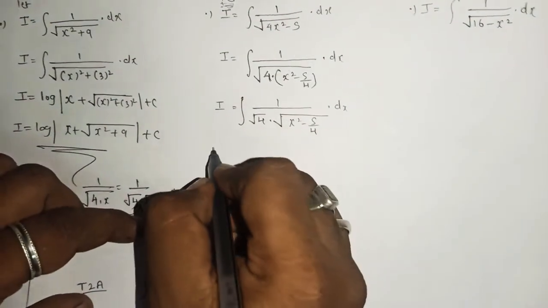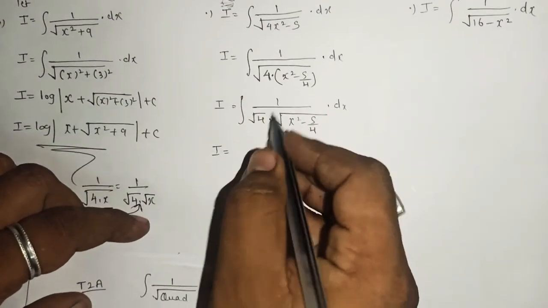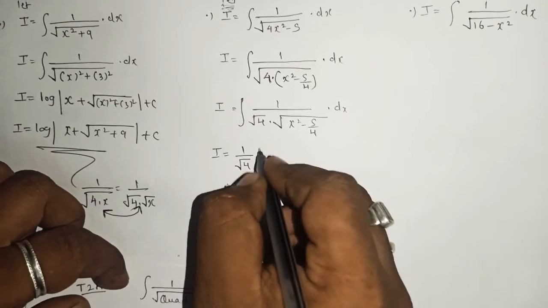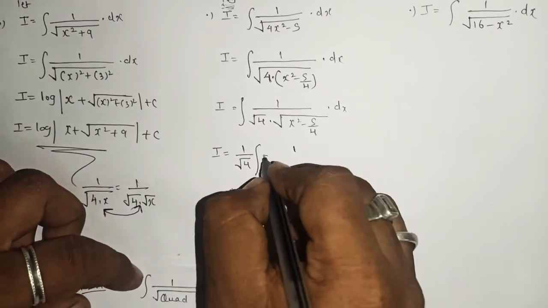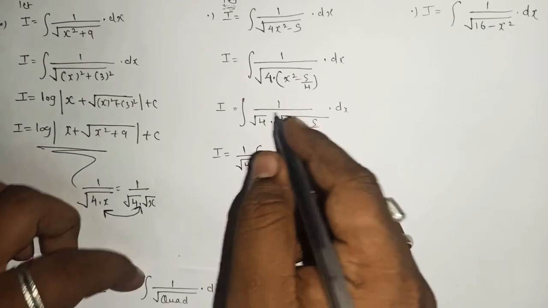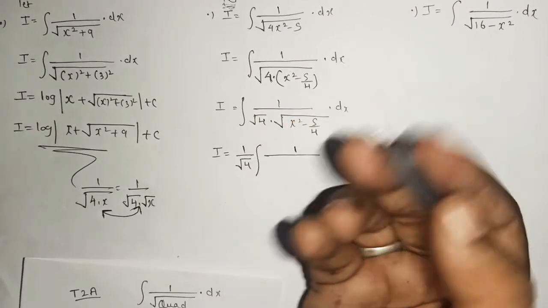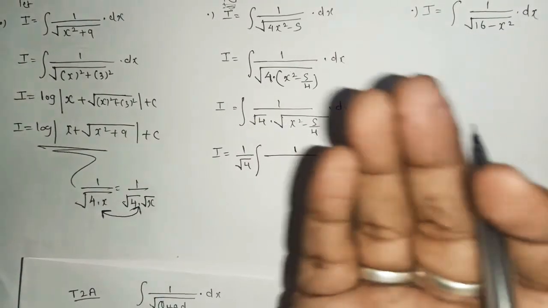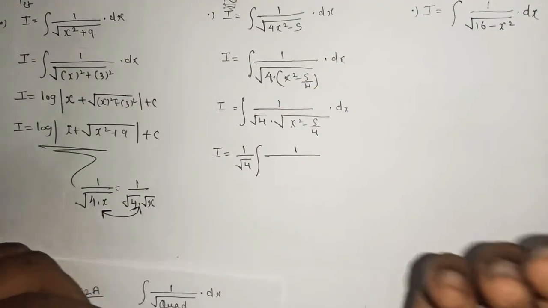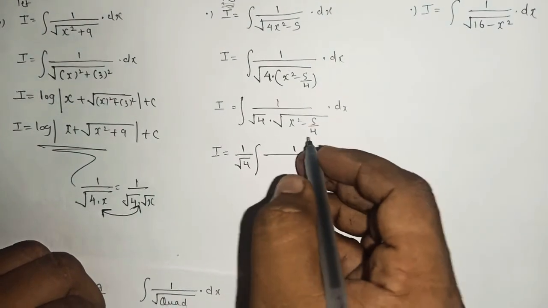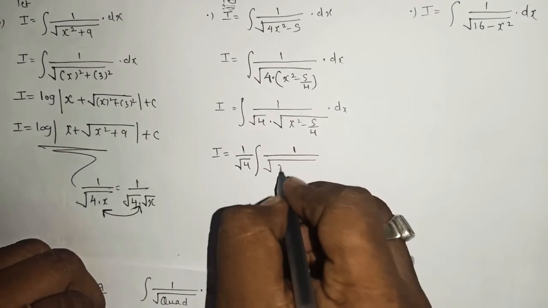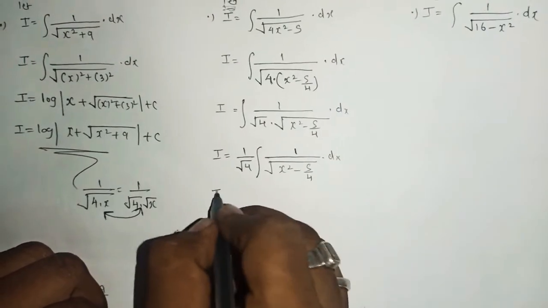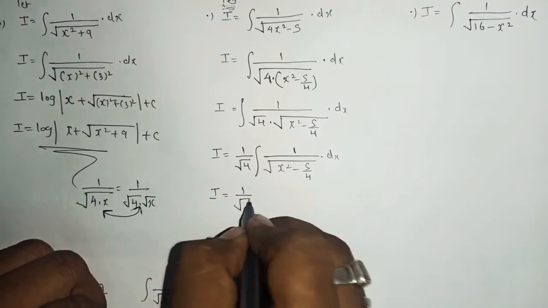After this, as per the rule, whenever we have any constant inside the integral, that means any number inside the integral, we can bring that constant outside the integration. So we bring 1 upon root 4 outside the integral. After this, here we got x square minus 5 upon 4 into dx, I equals 1 upon root 4.